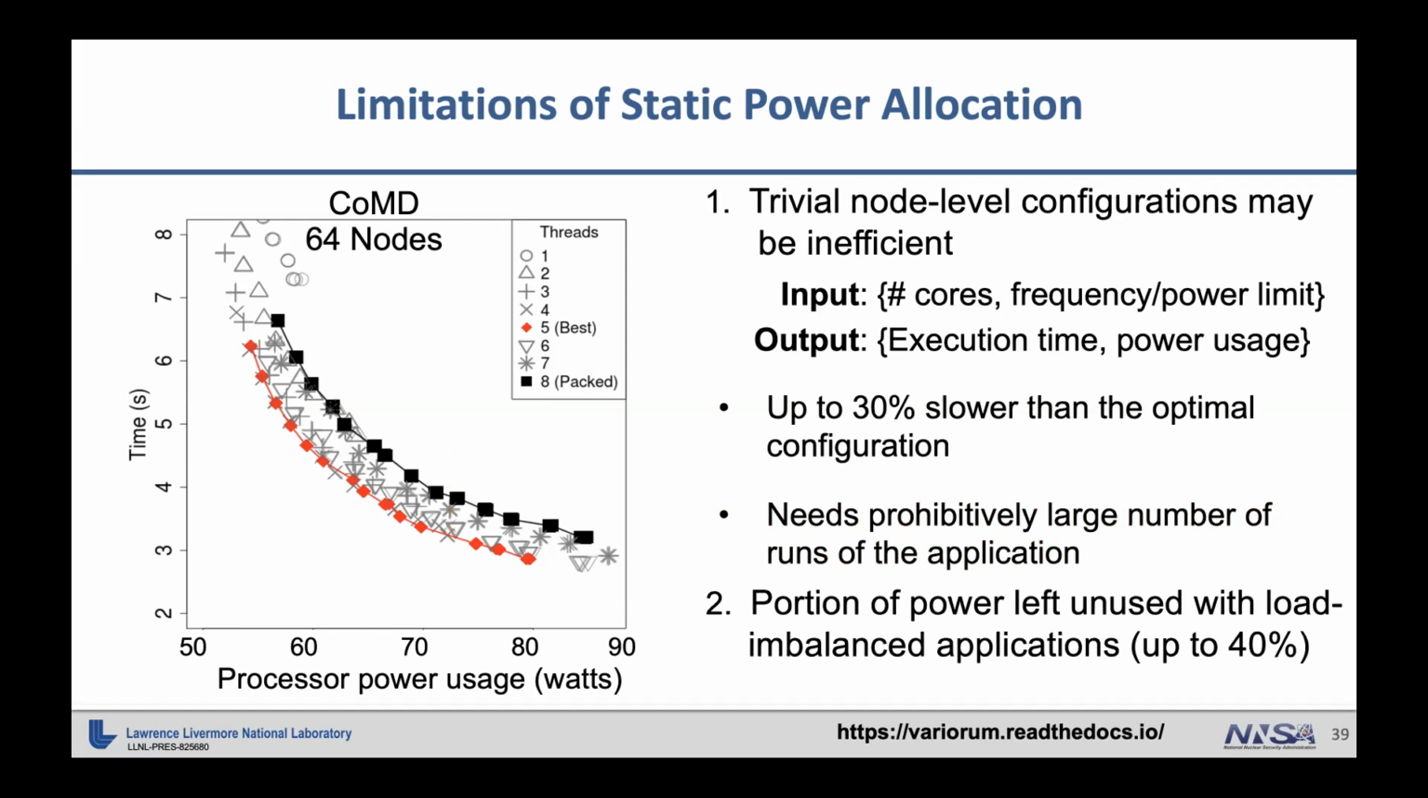The second issue is that there may be a portion of the assigned power that is left unused by a lot of tasks. This is especially true for a load imbalanced application like Paradis. Paradis has some tasks that consume a lot of power, and other tasks that are idling, not on the critical path, and consume lower power. We can optimize that situation, as I will explain later.